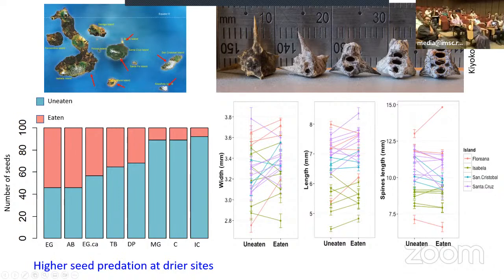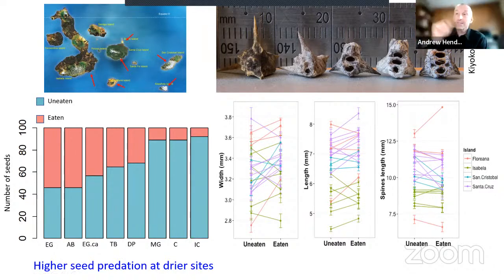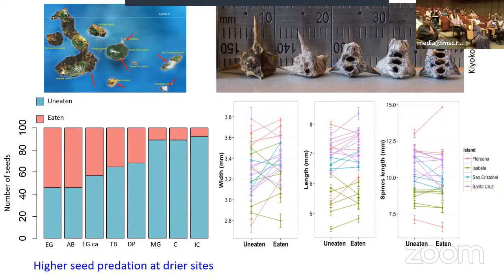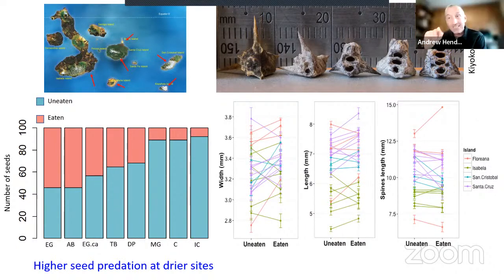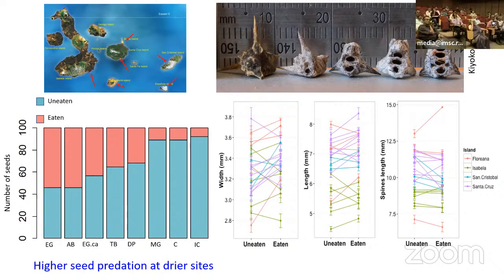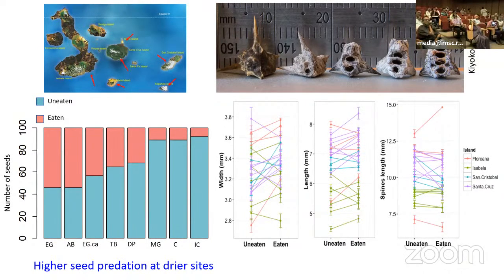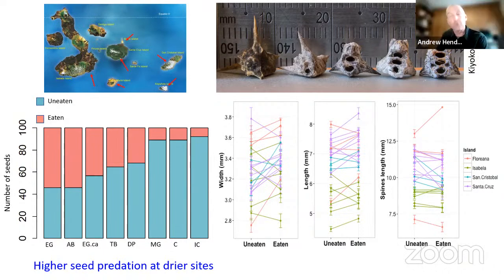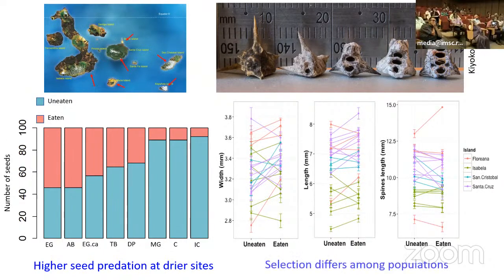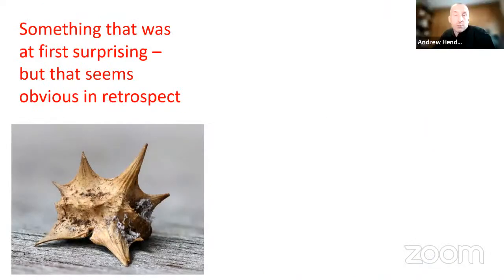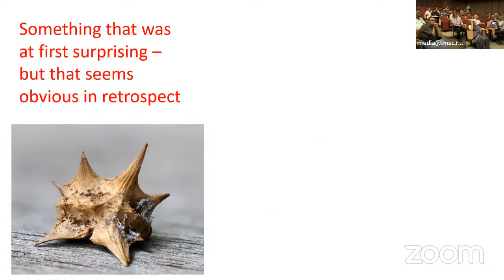But this is great, because what this means is that selection differs. Selection acting on the size of these things differs among places in Galapagos, which means that we have the power to understand why selection is a certain way in one place and a different way in another place. And if you do that, we found something that was really surprising at first, but became obvious when we thought about it a bit more.